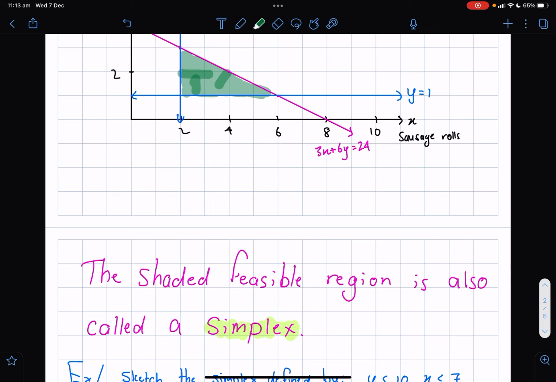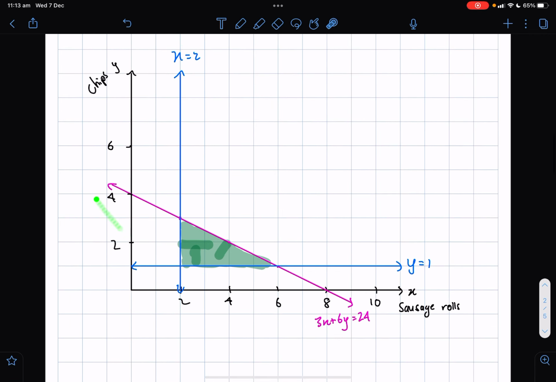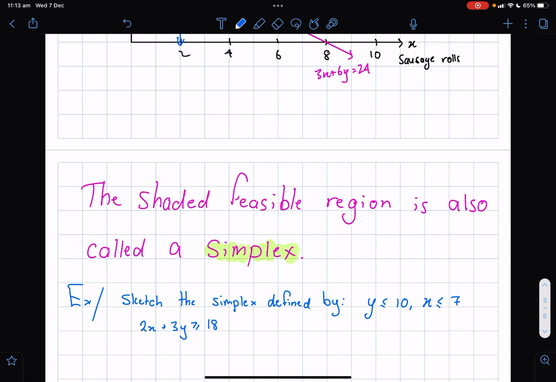So just a bit of a definition. Remember, our shaded feasible region is also called a simplex. So if you're asked to sketch a simplex, this is what we are looking for. So this whole picture here with our shaded region, labeled equations, and nice scaled labeled axes. So let's do an example together.